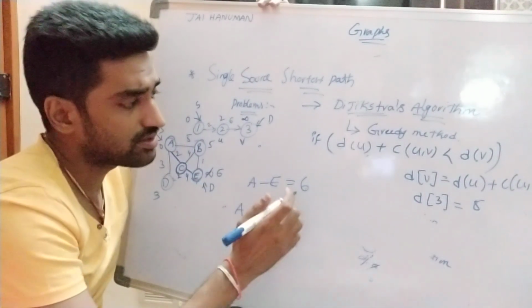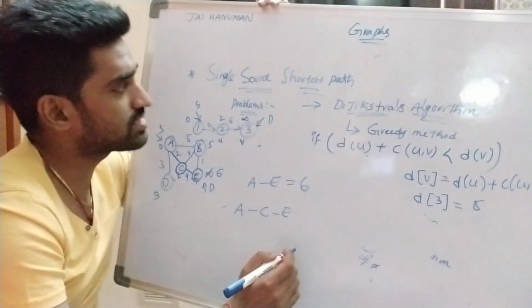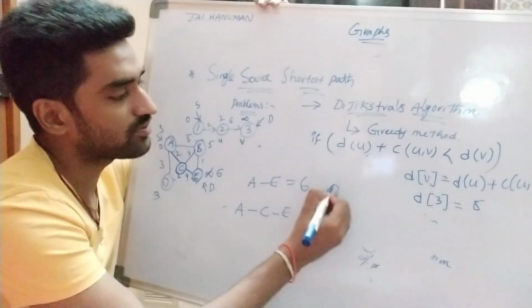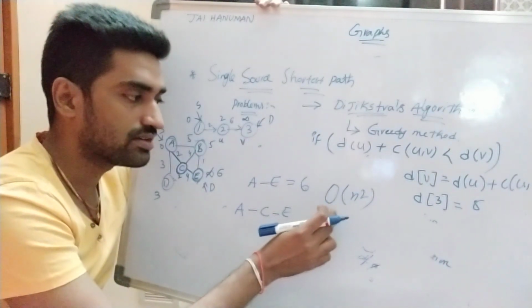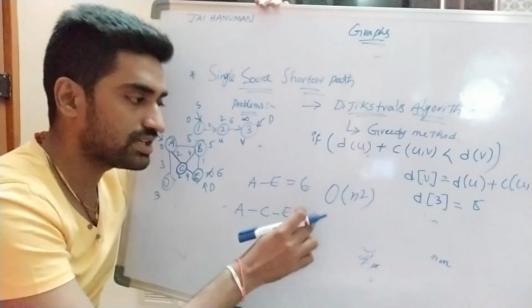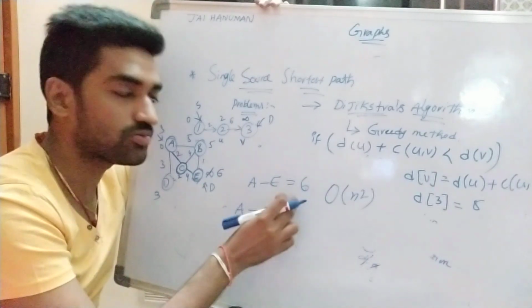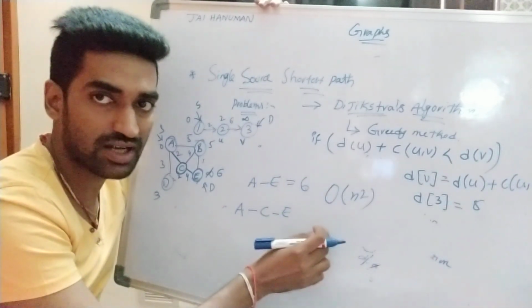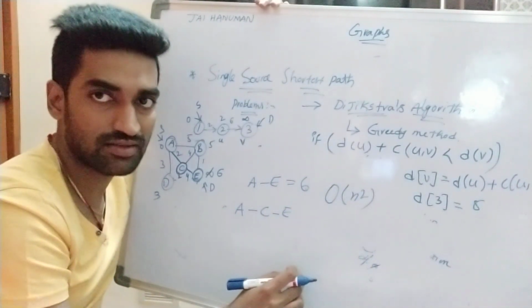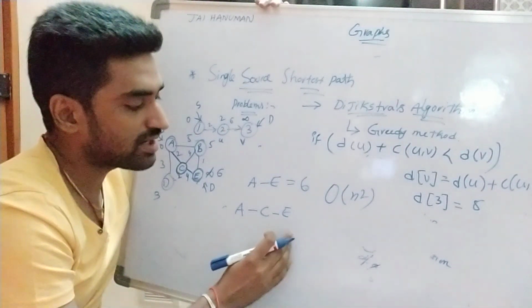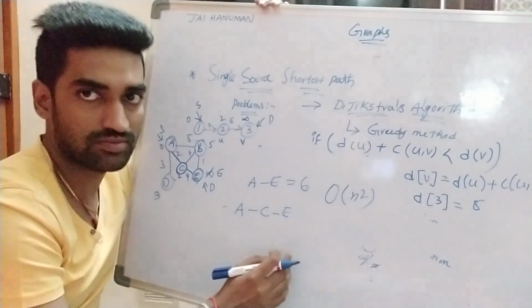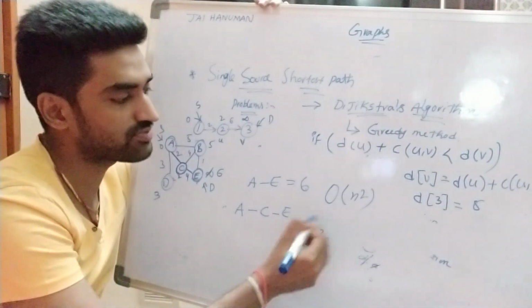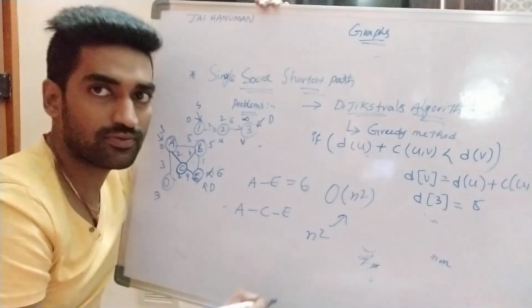One more thing. The time complexity for this algorithm is order of n square. Why? Because here we are comparing each and every vertex to find the minimum cost between source and destination, right? So we are comparing n elements to n elements, so n square comparisons are there. That's why the time complexity is order of n square.